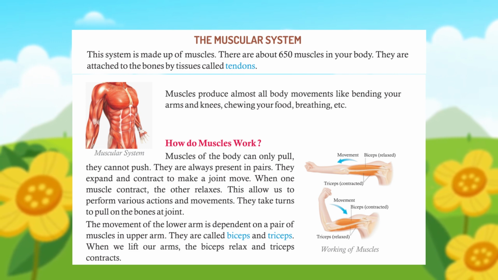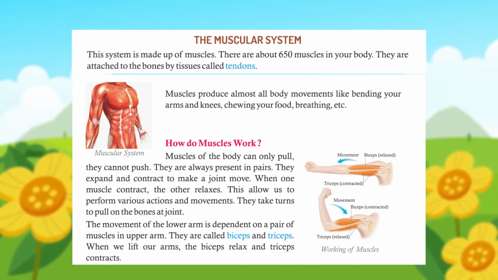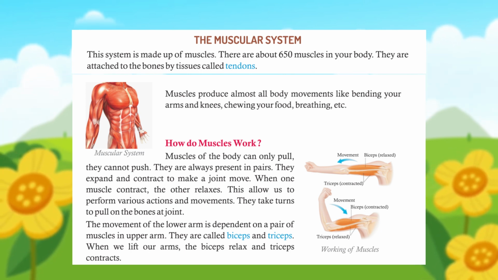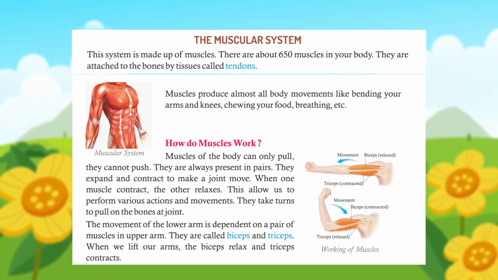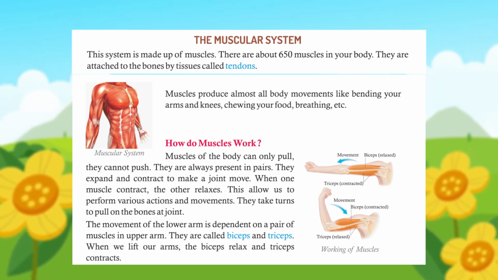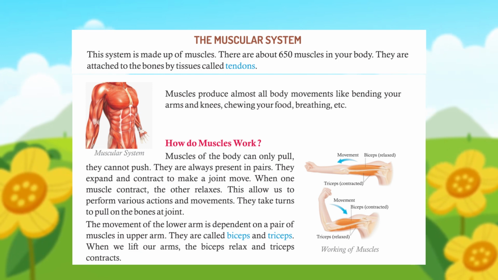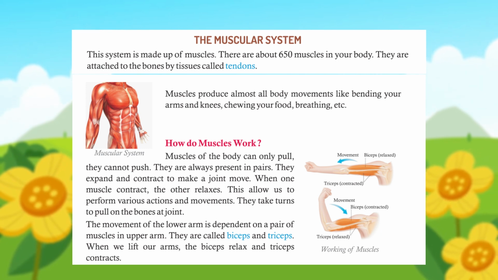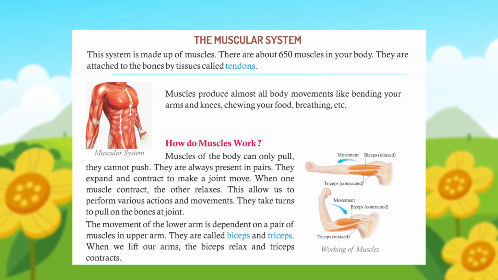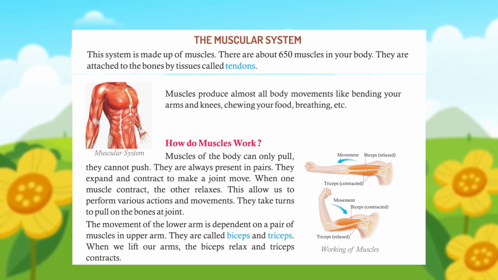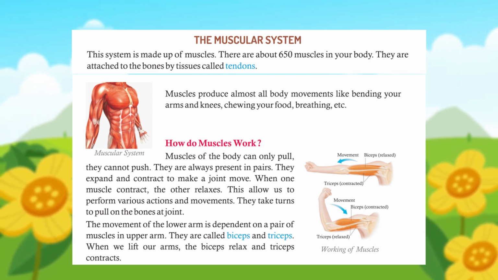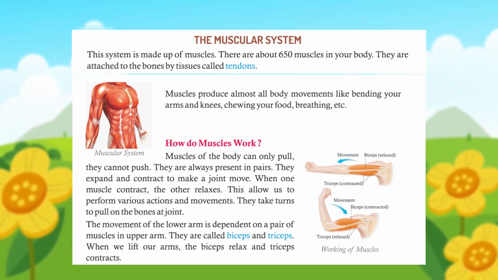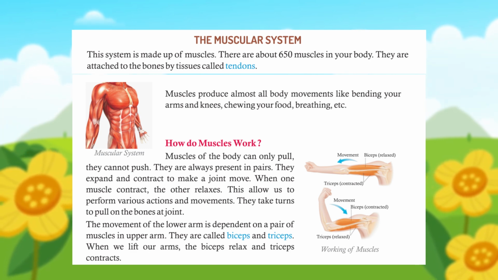How do muscles work? Muscles of the body can only pull, they cannot push. They are always present in pairs. They expand and contract to make a joint move. When one muscle contracts, the other relaxes. This allows us to perform various actions and movements. They take turns to pull on the bones at joint. The movement of the lower arm is dependent on a pair of muscles in the upper arm. They are called biceps and triceps. When we lift our arms, the biceps contract and triceps relax.